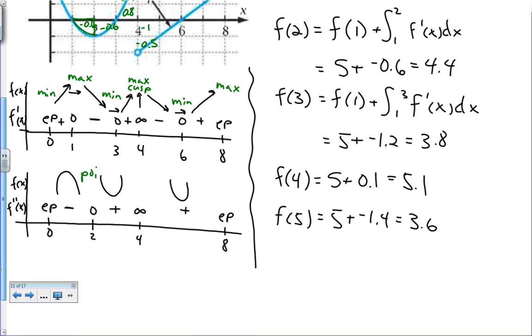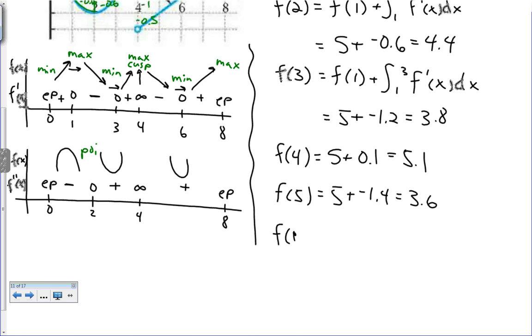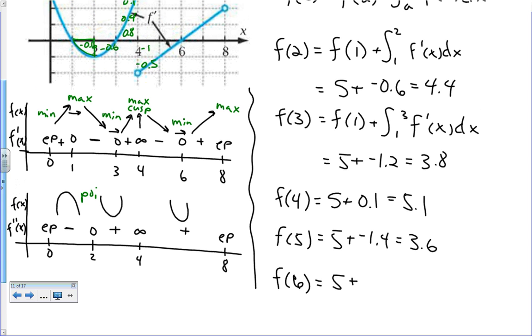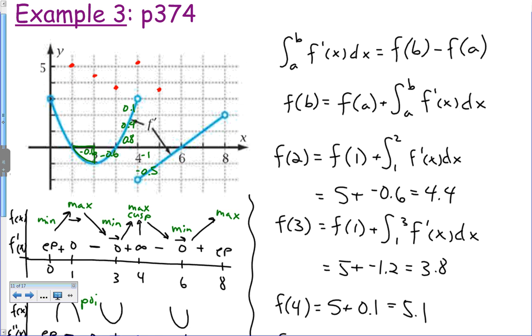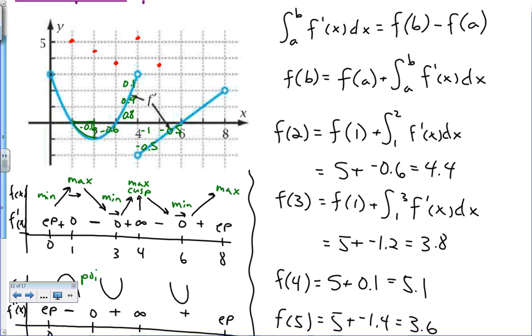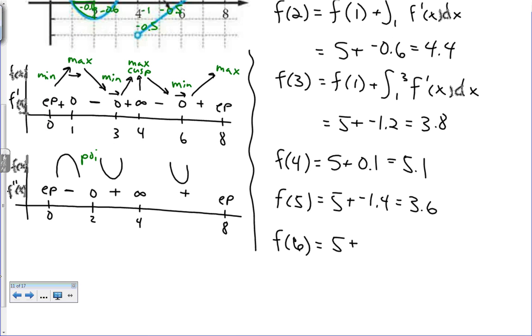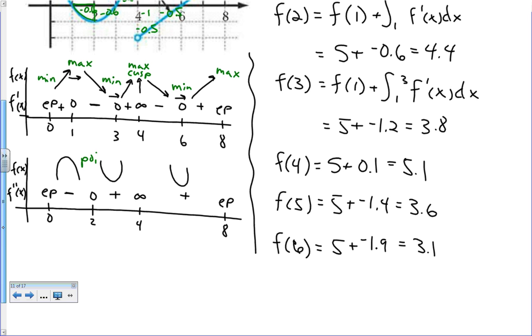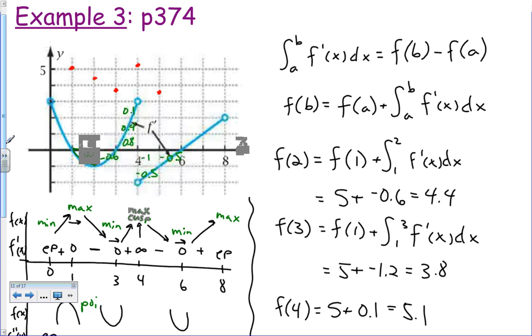And now for f of 6, that's equal to 5 plus our definite integral. Looks like this is a negative 0.5. So we got to add on another negative 0.5. So the negative 1.4 plus a negative 0.5 is a negative 1.9. So that looks like that's going to be 3.1. And so at 6 we get 3.1. So we're about right here.